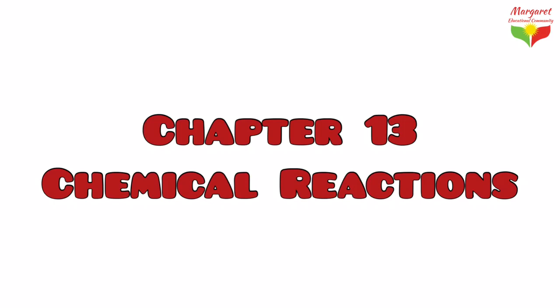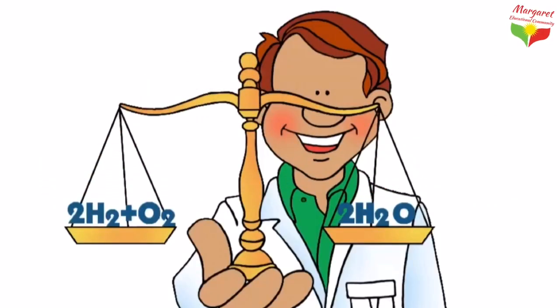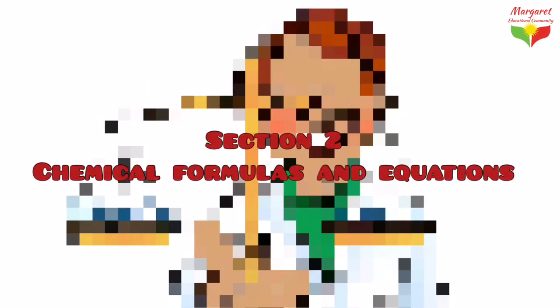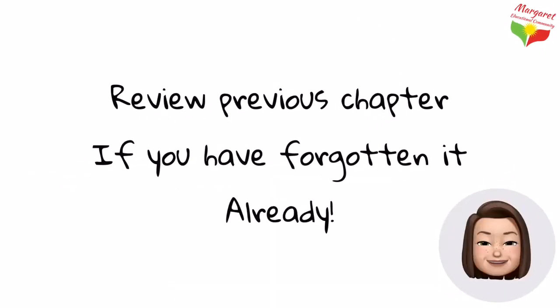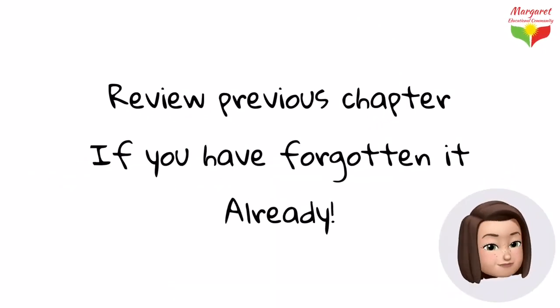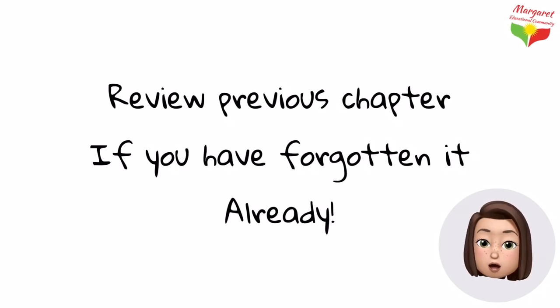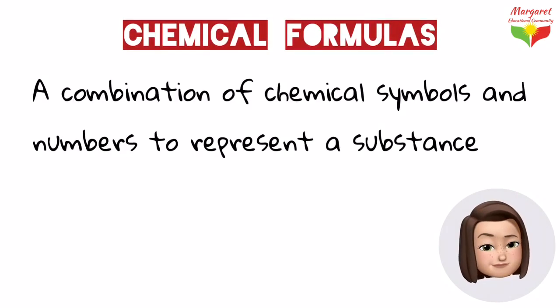Boys and girls, today we are going to have another lesson about chemical formulas and equations. Now, you will need to use all the information that you had in the previous classes to better understand this lesson and to easily write the chemical formulas. Now, a chemical formula is a combination of chemical symbols and numbers that represent a substance.